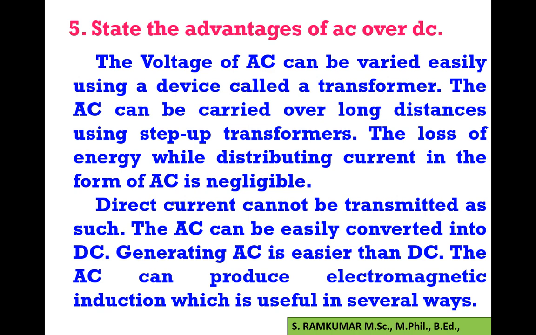Direct current cannot be transmitted as such. The AC can be easily converted into DC. Generating AC is easier than DC. The AC can produce electromagnetic induction, which is useful in several ways.